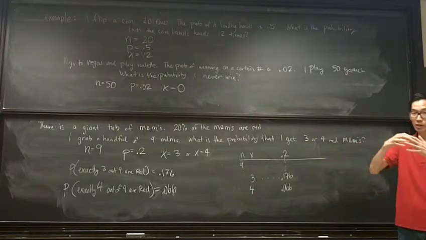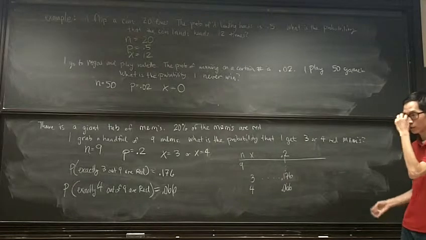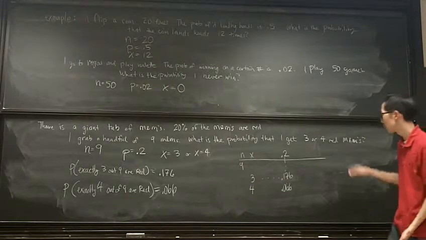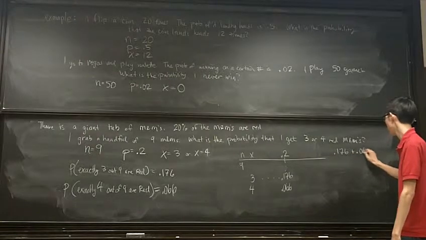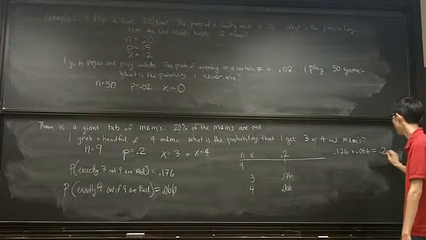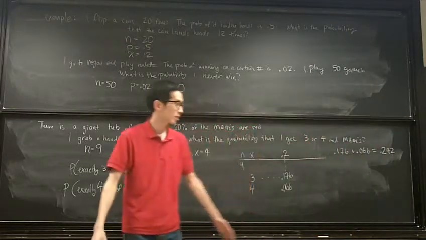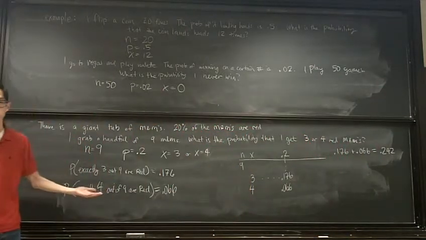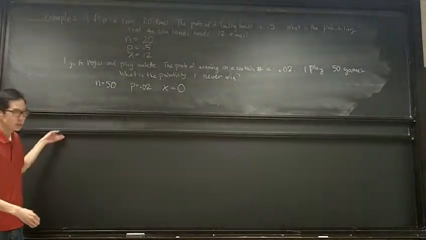So or means you add them together, but you subtract off any overlap, but there's no overlap in getting 3 or 4 red M&Ms. So the total answer here is going to be 0.176 plus 0.066, which is 0.242. So about 24% chance that I get 3 or 4 red M&Ms. Okay. Let's try one more example here where you're going to be using the table.